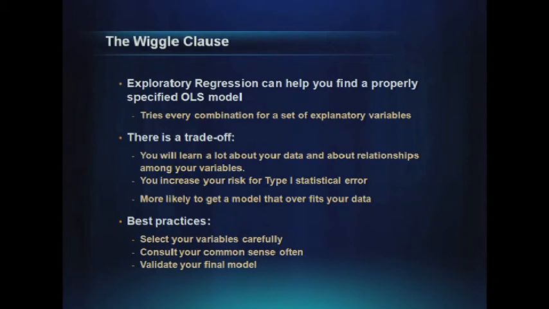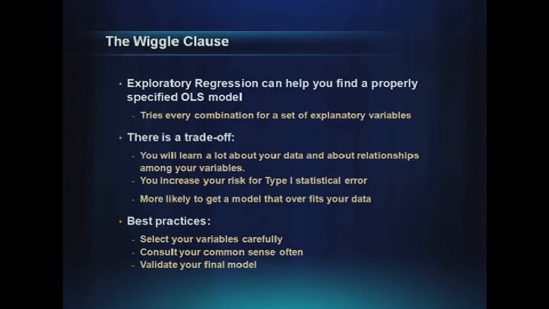If you use this tool, however, you do need to be aware that there's a trade-off, and you need to understand the wiggle clause. So Exploratory Regression works by taking this long list of explanatory variables and trying every possible combination, but it's looking for good models. It works a little bit like stepwise regression. If people here use stepwise regression, it also tries every combination of variables, but stepwise regression only looks for those models that have a high adjusted R-squared. Exploratory Regression, this tool, actually tries to find models that meet all of the assumptions of our OLS method.